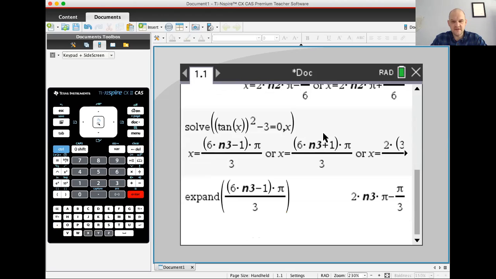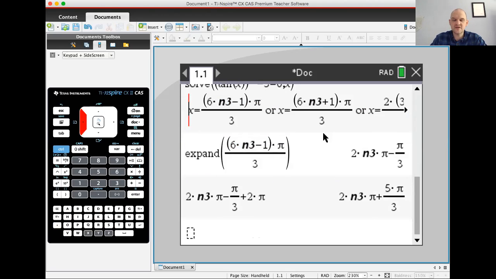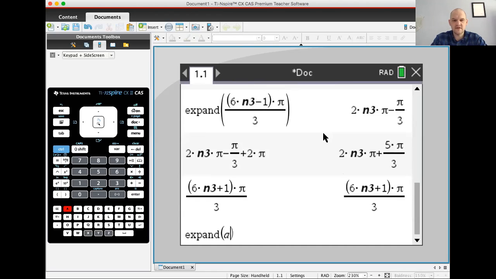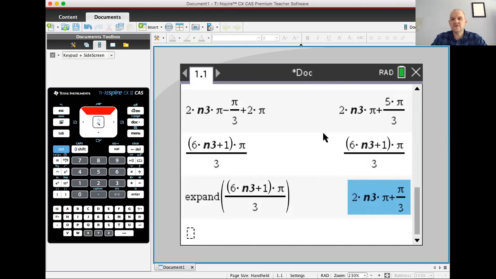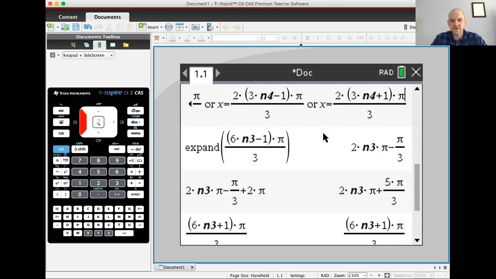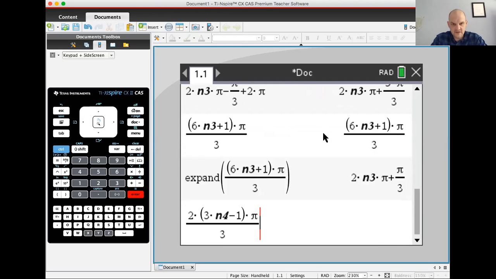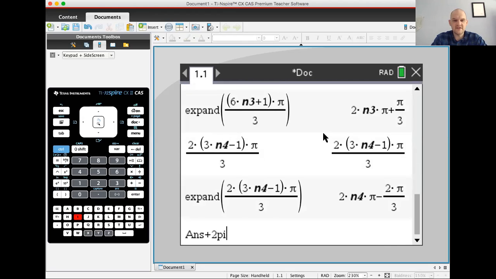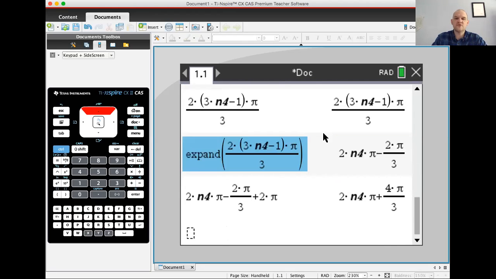Let's expand this and then add 2 pi. I think that's really interesting to me that the calculator is giving every quadrant. This is the first quadrant. This was the fourth quadrant. And then it's adding 2 pi. This is amazing to me. So did I already do this one? No. Expand. And if I add 2 pi to this, this will be 4 pi over 3. So that's a third quadrant.